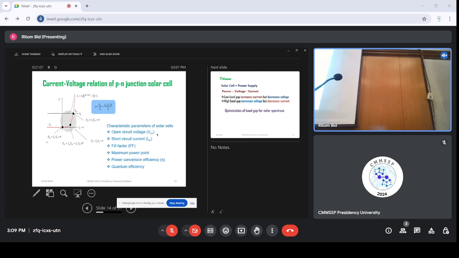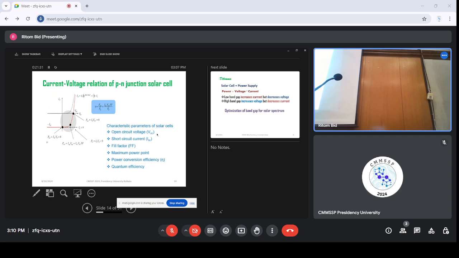So this is the part that shows that there is a point of maximum power. This is the point of maximum power. That is the voltage times current, and that is the maximum power. Okay. Now the efficiency is basically how much of the incident light power is being converted into electrical power. Okay.